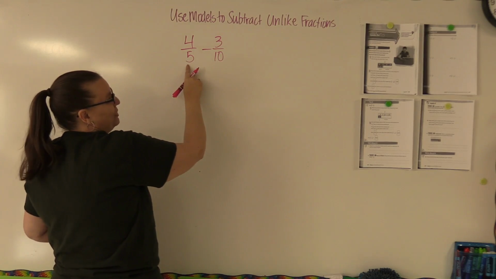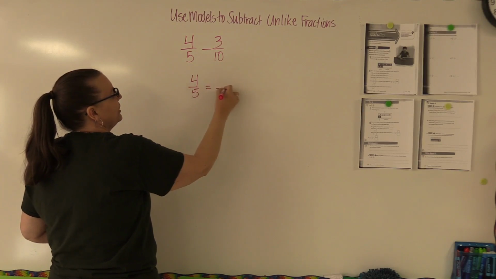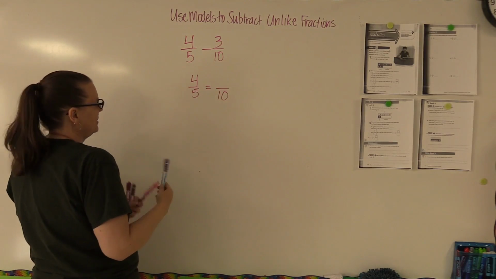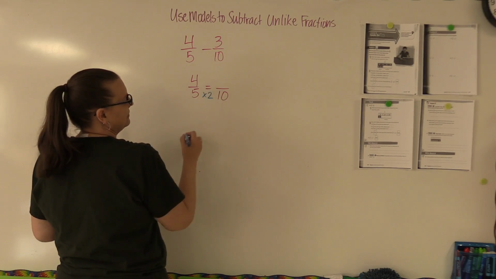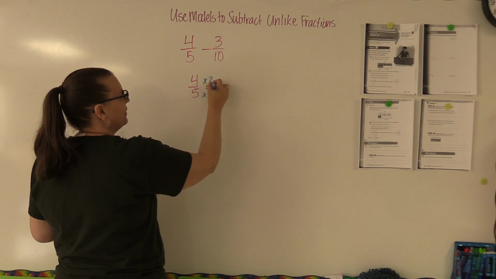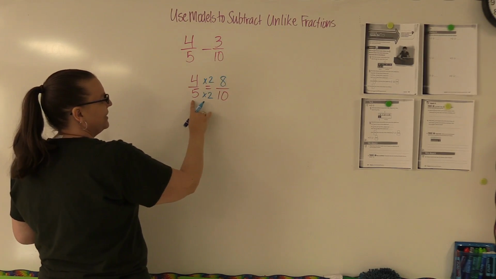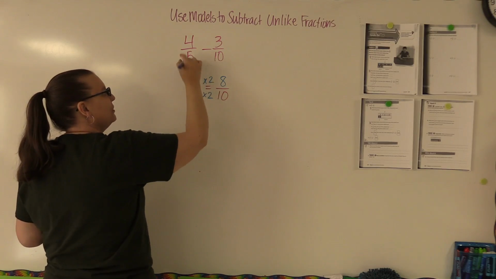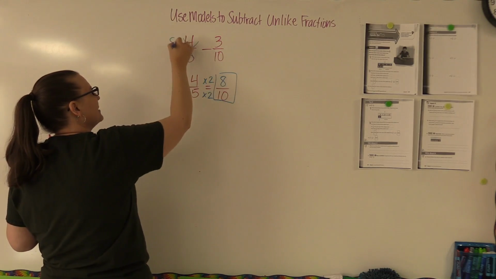I can turn a 5 into a 10. So I'm going to take this 4/5, and I'm going to create an equivalent fraction, right? I'm going to change it into tenths, and we've done this lots of times before. So what did I do to 5 to make it into a 10? I multiplied by 2. If I do it to the bottom, I have to do it to the top. 4/5 and 8/10 are equivalent fractions. So instead of using 4/5, I'm going to come up here and replace it with 8/10.